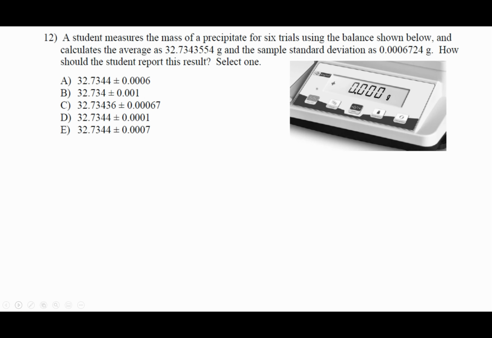A student measures the mass of a precipitate for 6 trials using the balance below, and calculates the sample standard deviation of that. How should the student represent the results? Well, rule 1, plus or minus 0.000. That 7 will have the 6, right? Can only keep 1, so that's 7.